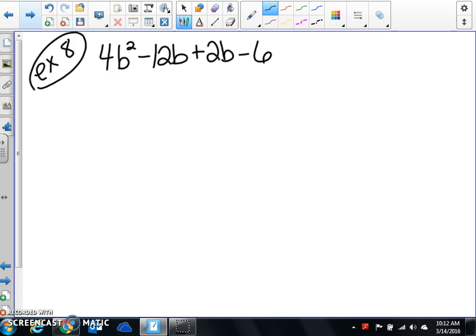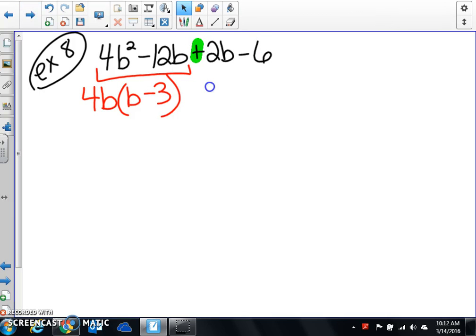Okay, I have 1, 2, 3, 4 terms. So I break it up into 2. So I'm going to look at this first. Does 4 go into 12? Yes. So I can take out a 4, and both terms have at least 1 b. 4 divided by 4 is 1. I had 2 b's. I took a b out, so I'm left with b. Negative 12 divided by 4 is negative 3. I had a b. I took it away.